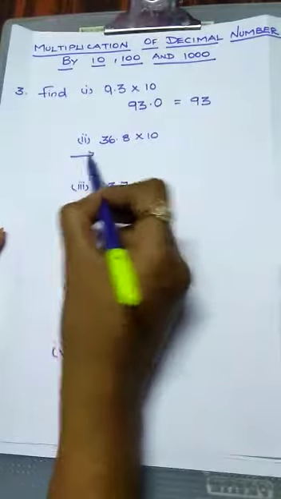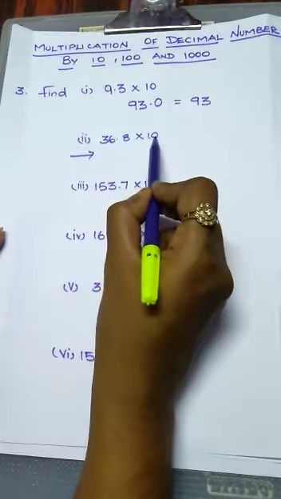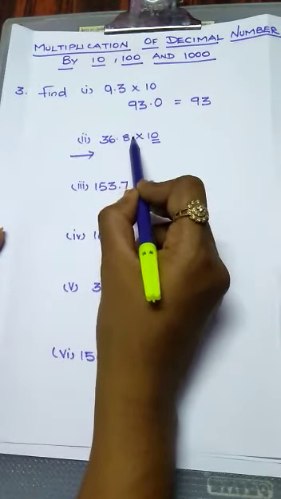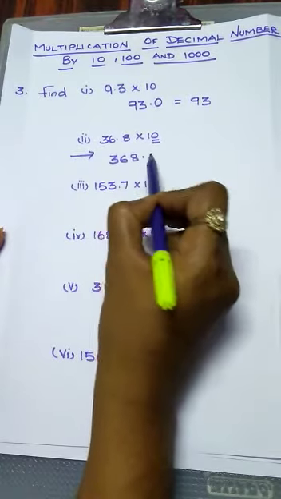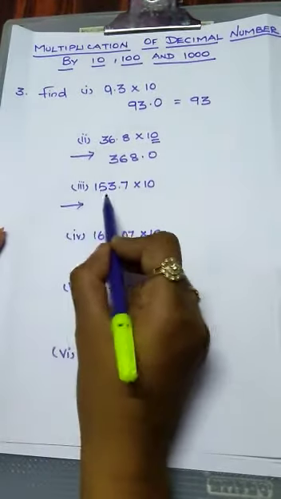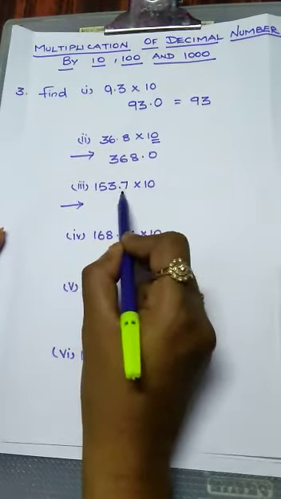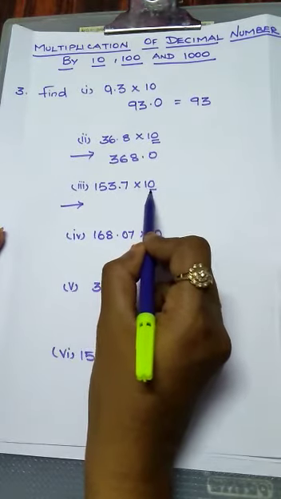The next problem, same procedure, 36.8 into 10. Here only 1 zero is given, so we directly move the decimal point one place only. So the answer is 368.0. The next problem, 153.7 into 10. Actually this is a decimal number. Now we are going to multiply using the number 10. Here in 10 we have only 1 zero.